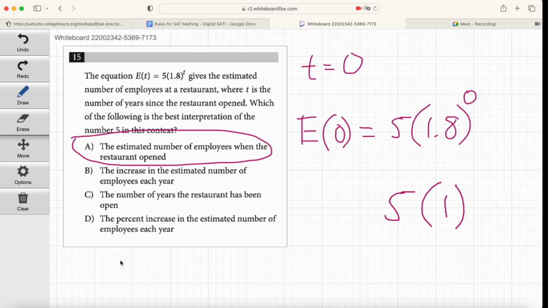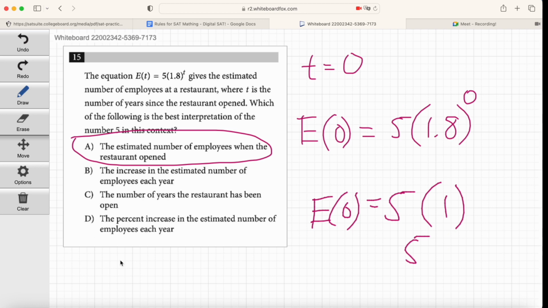Because you can punch it into your calculator on the digital SAT. Don't make a guess. Find out what 1.8 to the power of 0 is. Don't be like me making silly arithmetic errors in this test. Just play it safe. Punch it into the calculator. So when no time has passed, the number of employees is going to equal 5. And so we can confirm that's the meaning of the value 5, the number of employees when the restaurant opened. Does that make sense? Yeah.